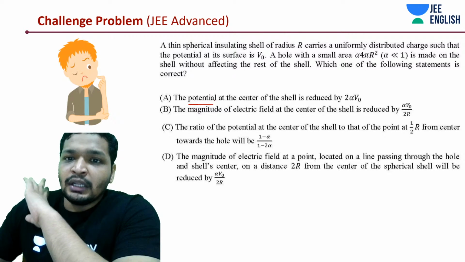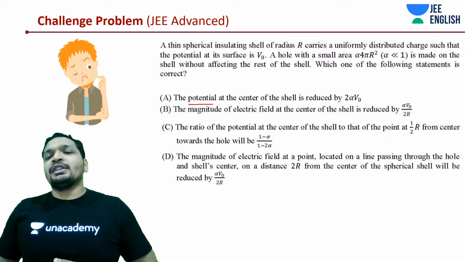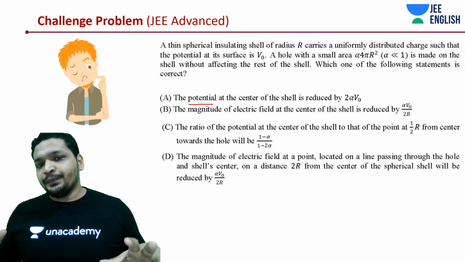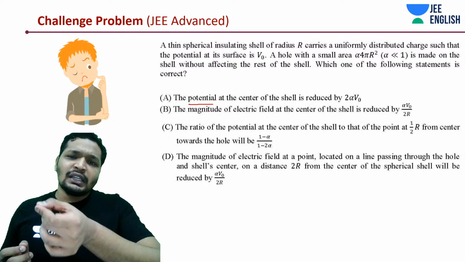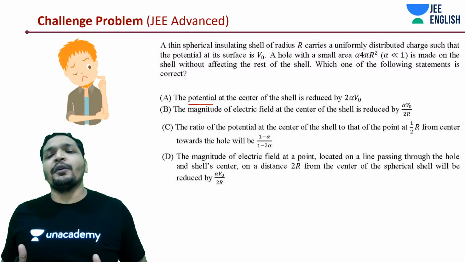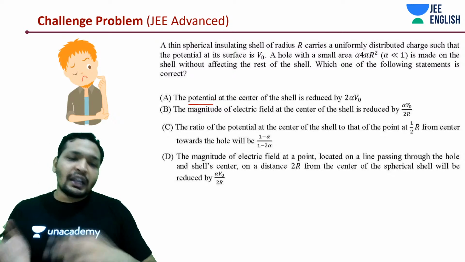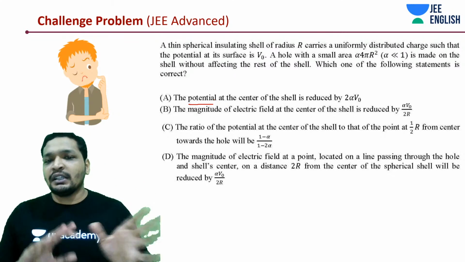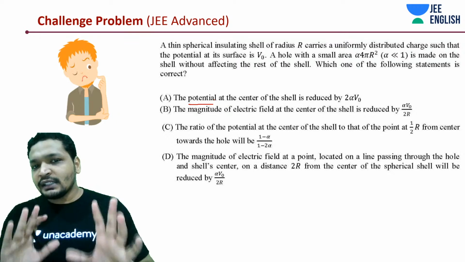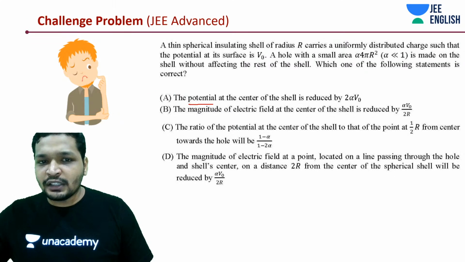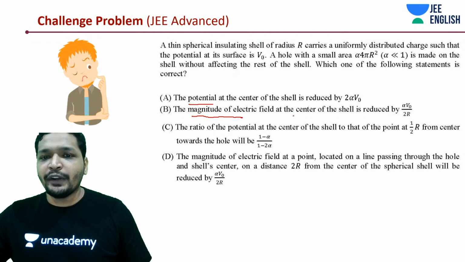Okay, so in a shell, what happens? You assume as if the potential is due to this entire charge. If you have removed a small charge, you just subtract it and assume there is a uniform distribution, and again work out as if the potential at the center is reduced by so much. So we'll analyze each and everything, and the magnitude of electric field is what is being talked about, and at which point? At the center.